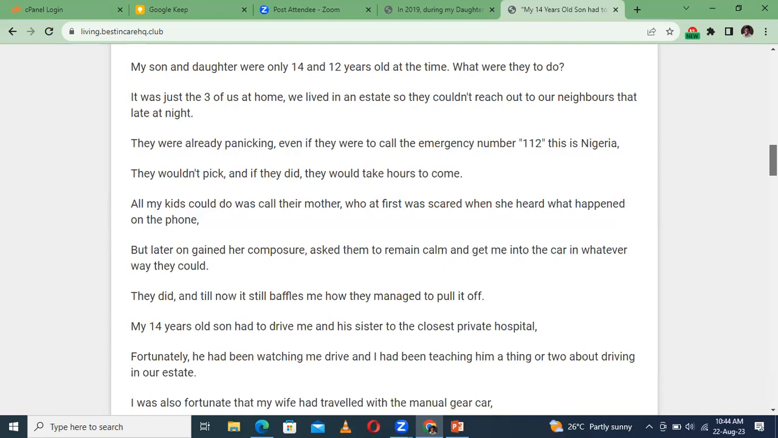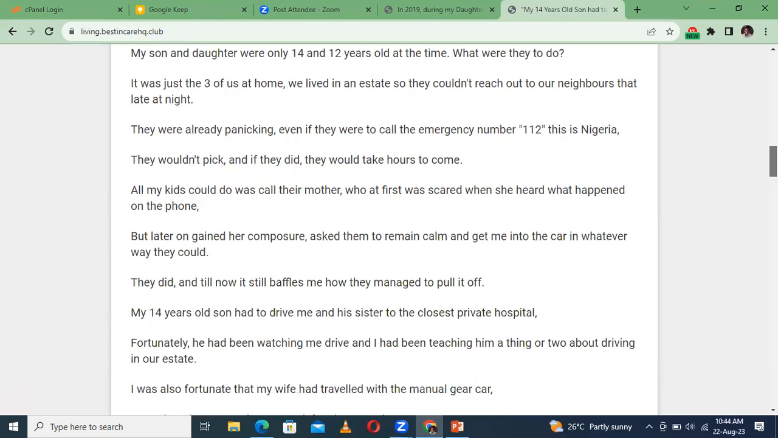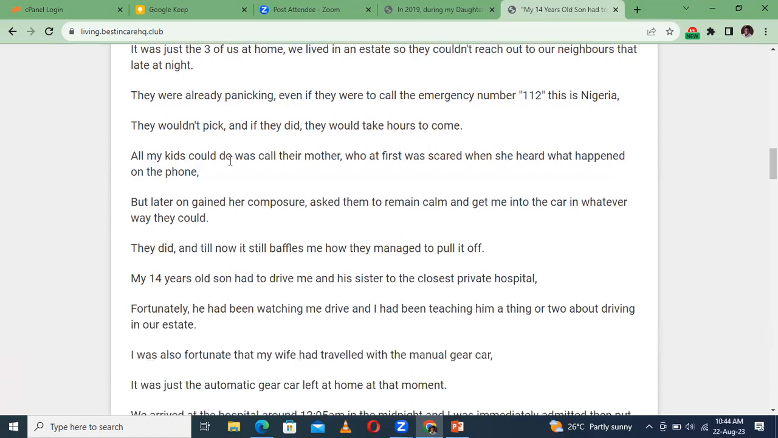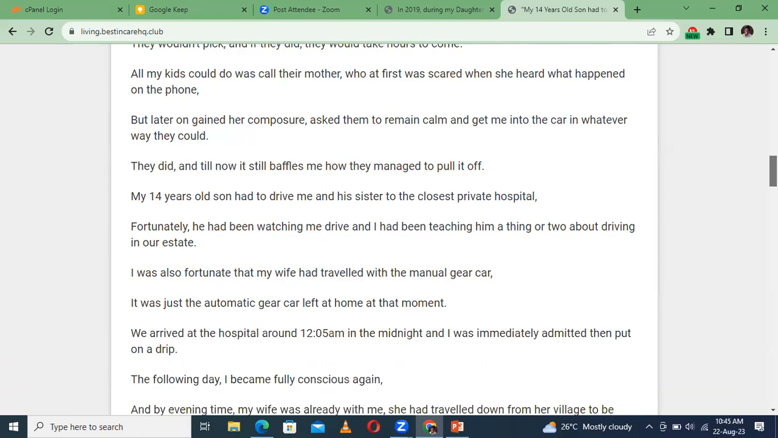All my kids could do was call their mother, who at first was scared when she heard what happened on the phone, but later on gained her composure, asked them to remain calm and get me into the car in whatever way they could. They did. Until now, it still baffles me how they managed to pull it off.